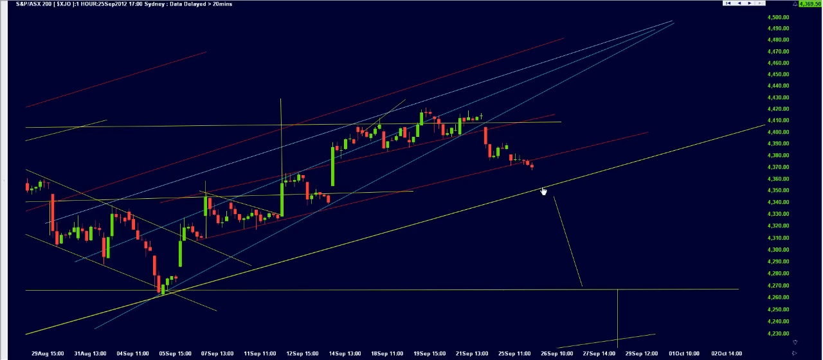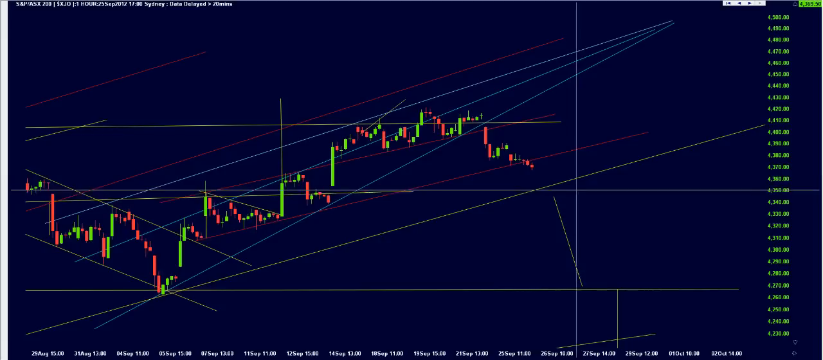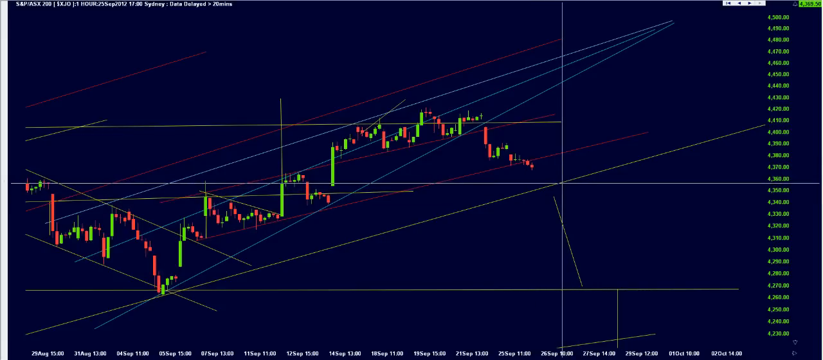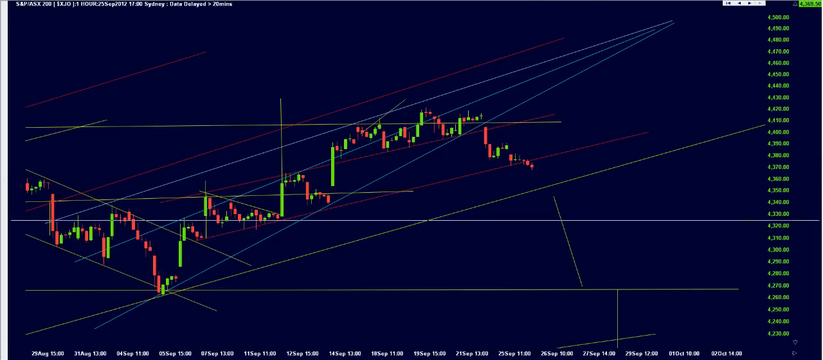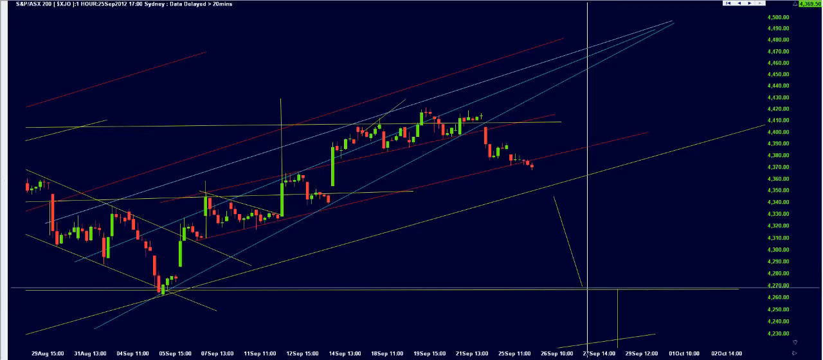Just in brief, keep your eye on this yellow ascending line around the 1,360, 1,370 area. Like I said before, if this area breaks, we then should be looking for at least a 100-point move down, and then that would be probably an area where the markets would find a good area of support.